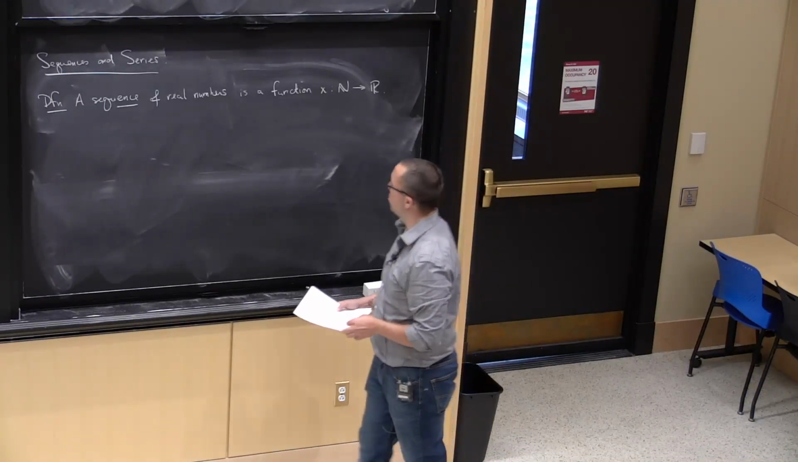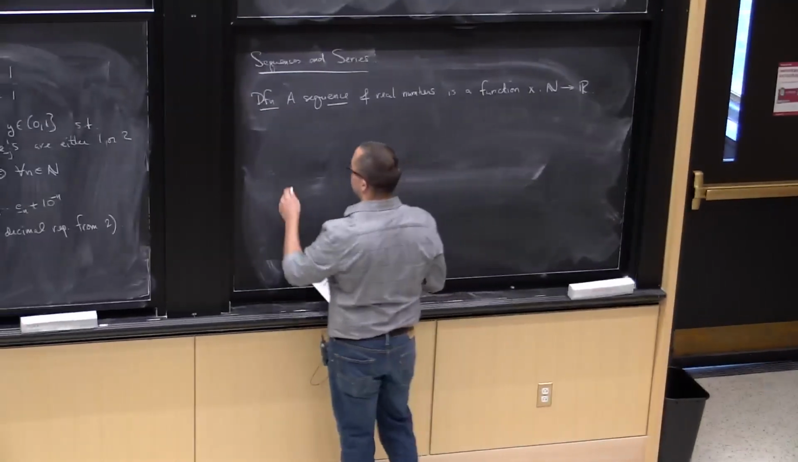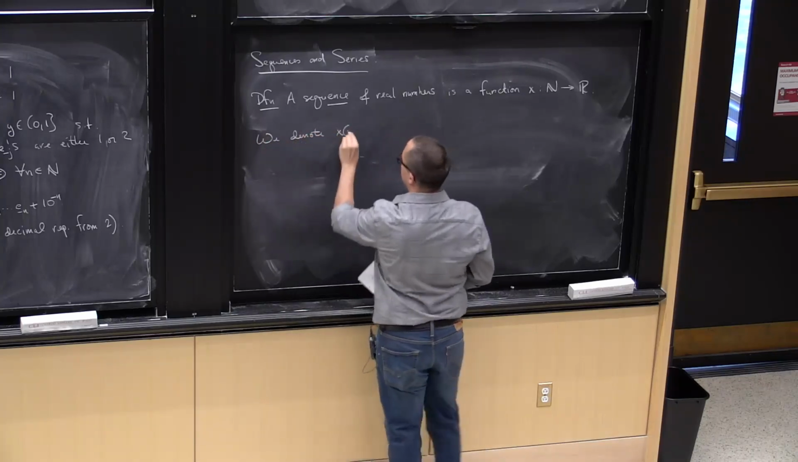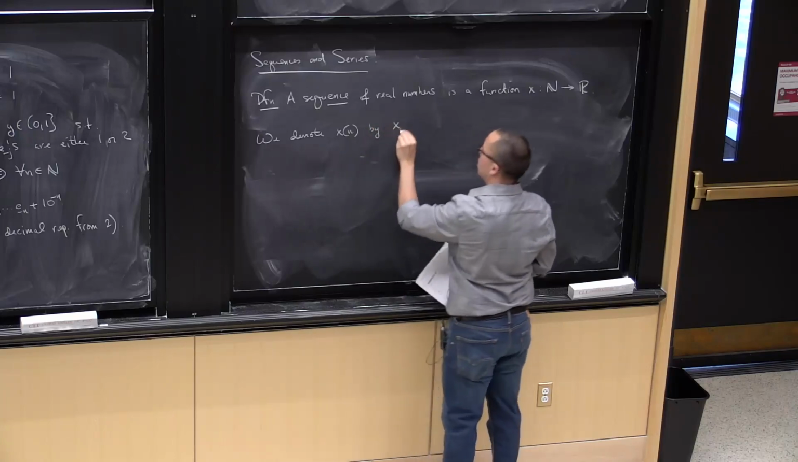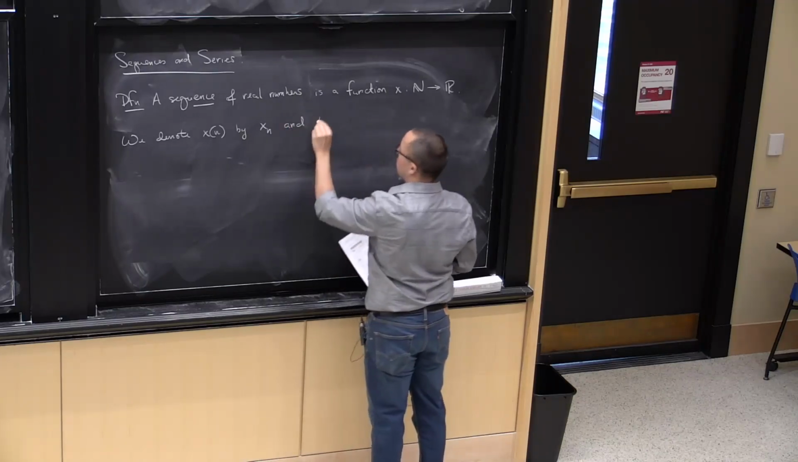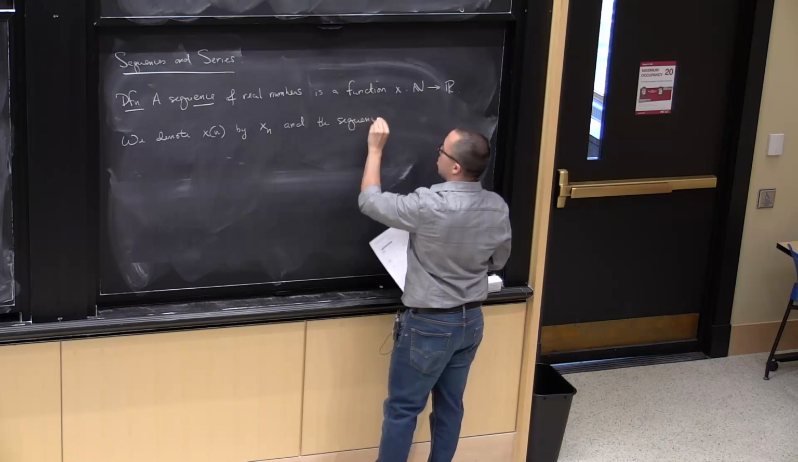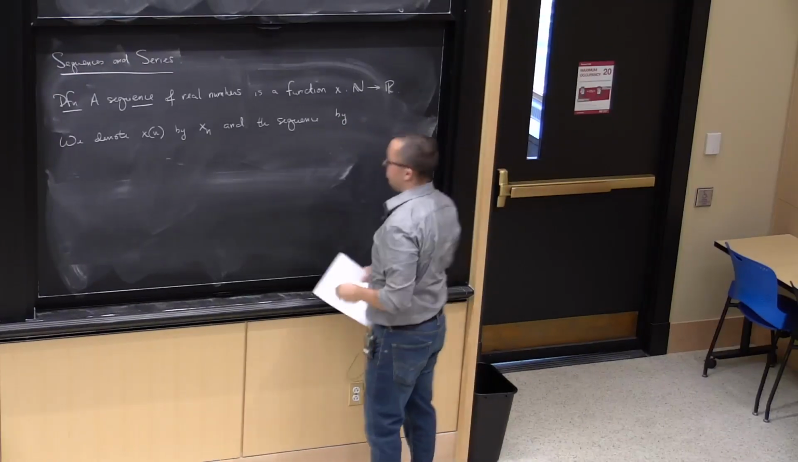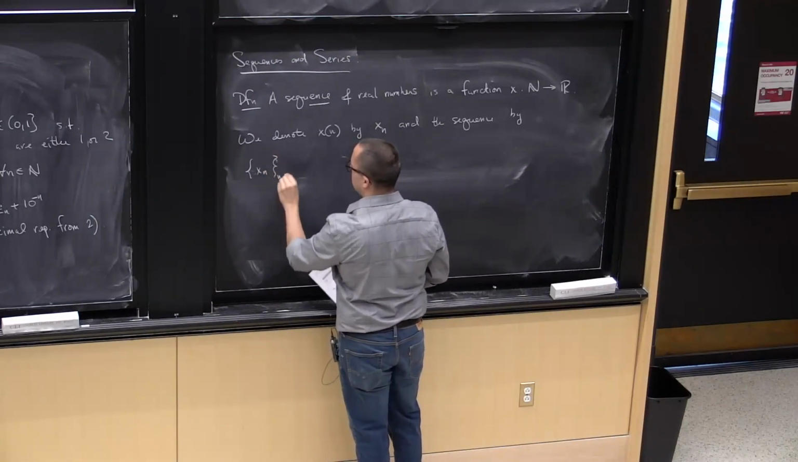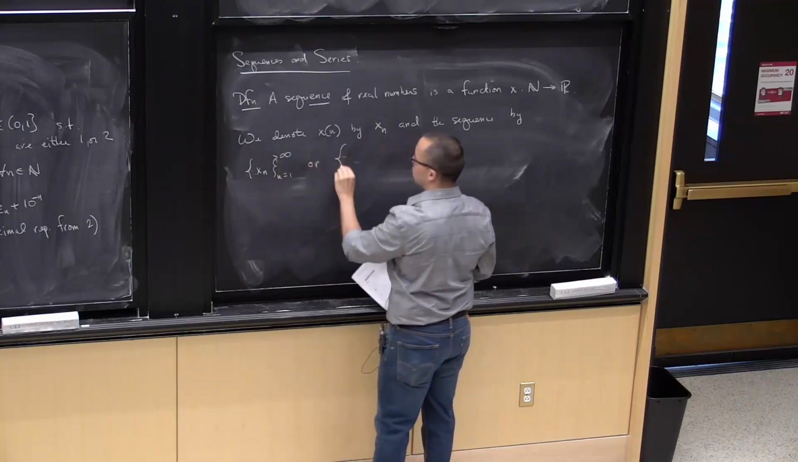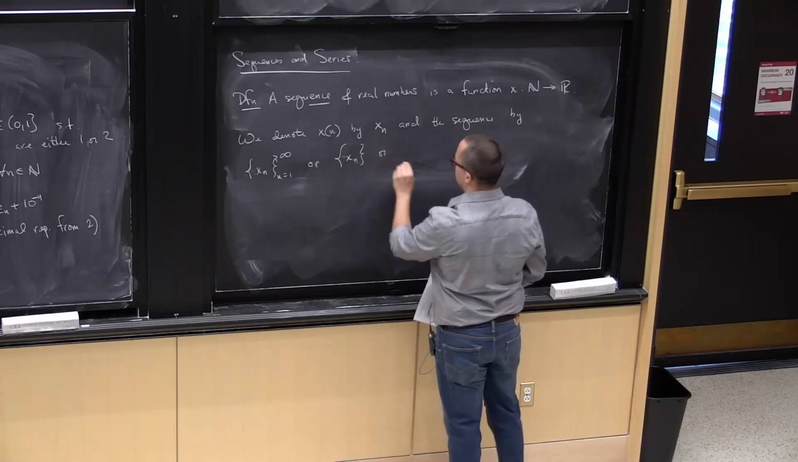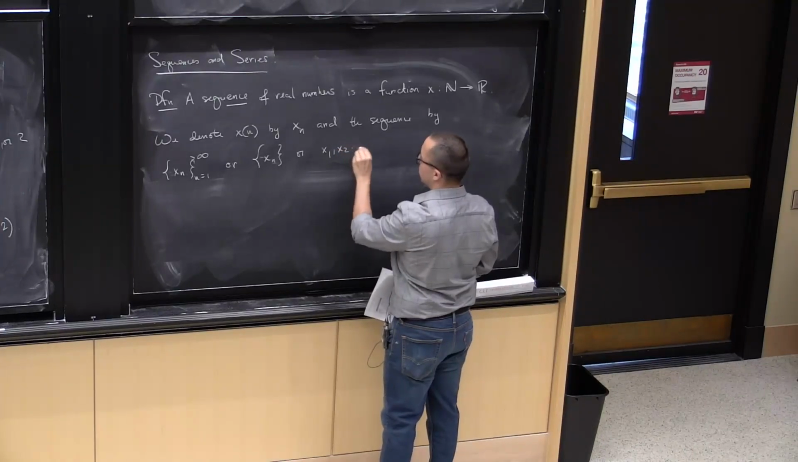Now, we typically don't think of a sequence as a function. In fact, we don't even use that notation. We denote x of n by x sub n, and the associated sequence by curly brackets, n equals 1 to infinity, or we might not even write the n equals 1 to infinity part, or just start listing them. Okay?